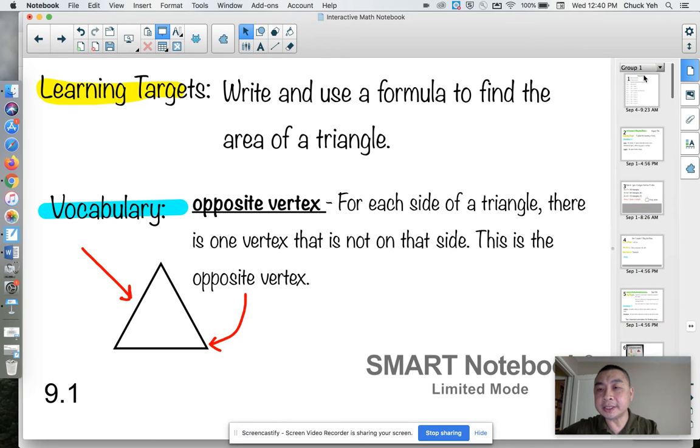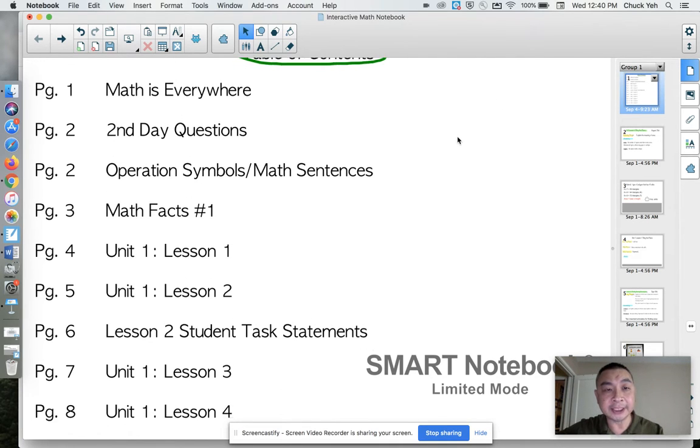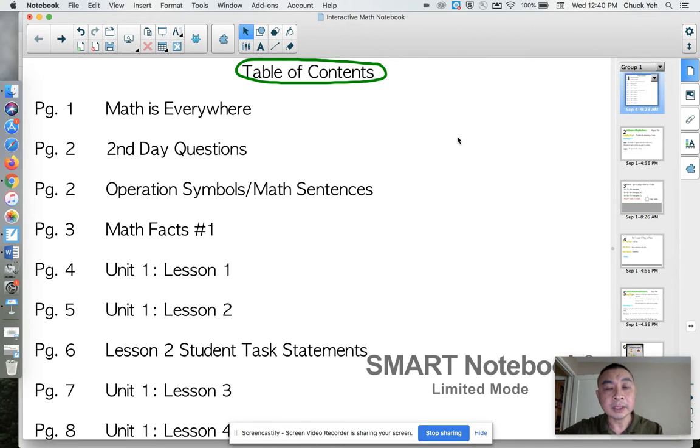Right, today is September 30th, last day of September. What we did first in class was we wrote down the table of contents. Homework today is doing a notebook check. So one of the things that I want you to submit is a table of contents. So make sure that you have something like this down, especially all the unit one lessons.